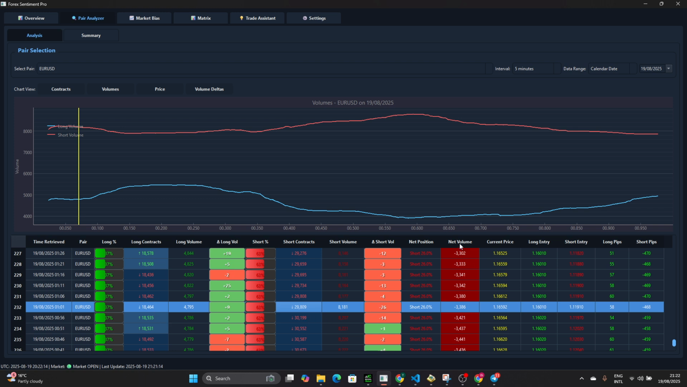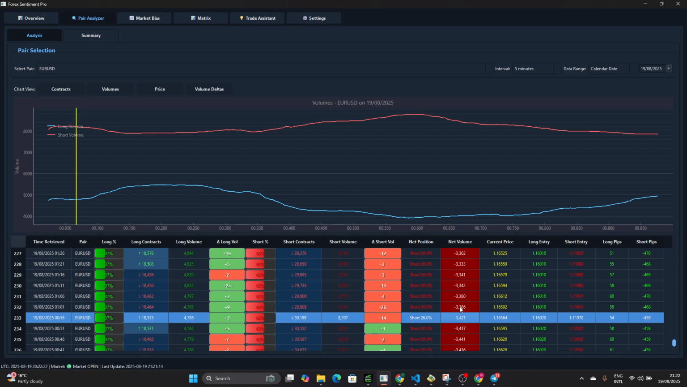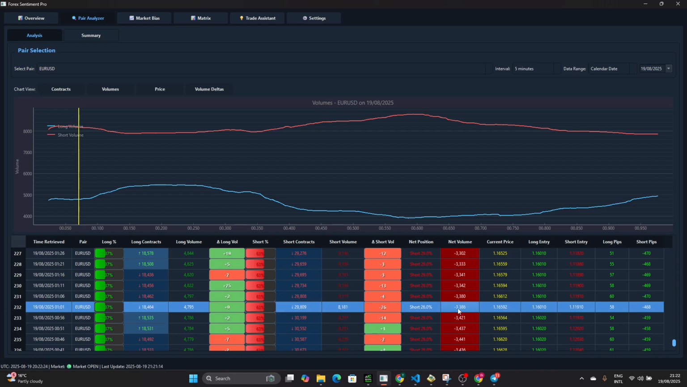And on the net volume column, you see that retail traders are negative 3,000 lots on net shorts, right? And then this is the entry price, where they open those shorts and longs. At this point, I'll be looking at where they closed those volumes, not looking at the long sides.